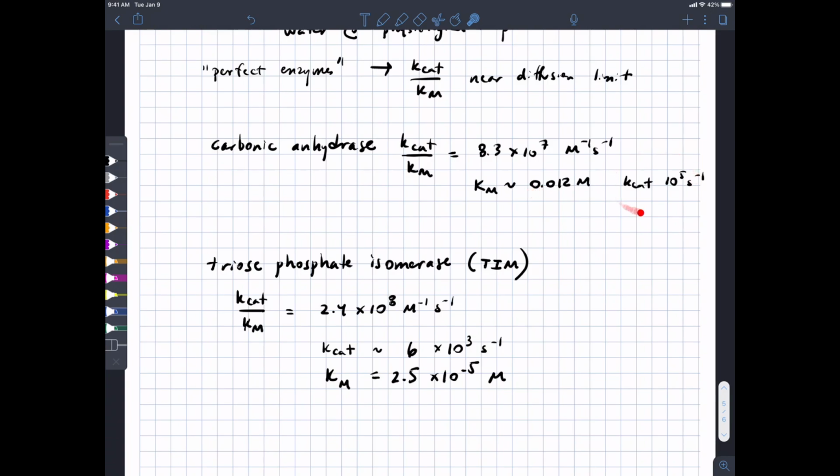So what does the enzyme do? It focuses on improving kcat, and kcat is 10 to the 5th per second. In contrast, triose phosphate isomerase has a much lower Km, not a binding constant, but we're thinking about it sort of like that, perhaps again related to its substrate concentration. Its kcat is much slower, right? Only 6,000 instead of 10,000. So there are multiple ways to get to this near diffusion limit.